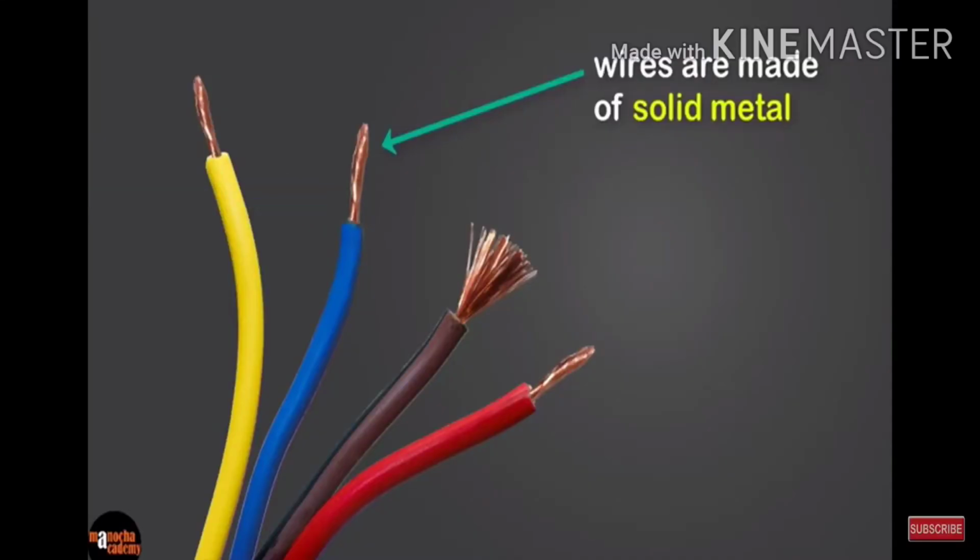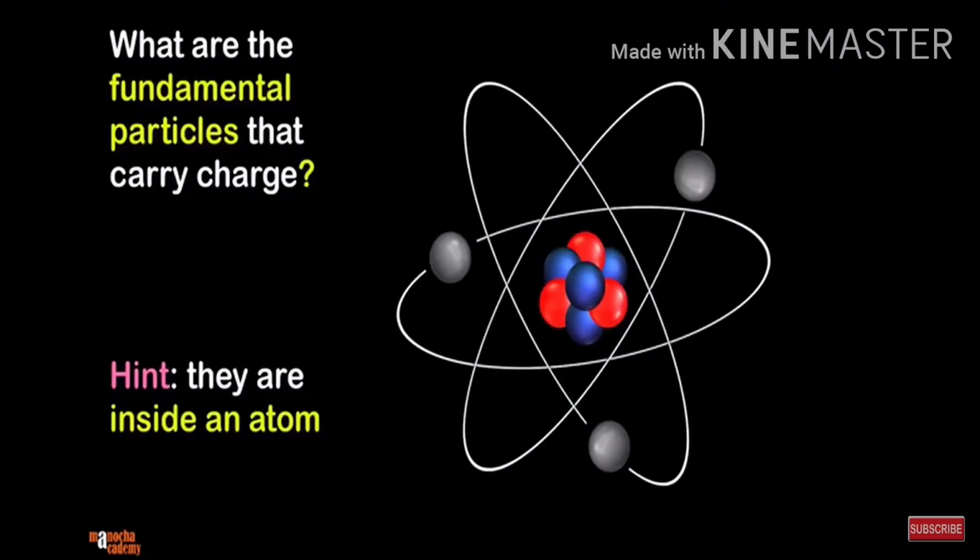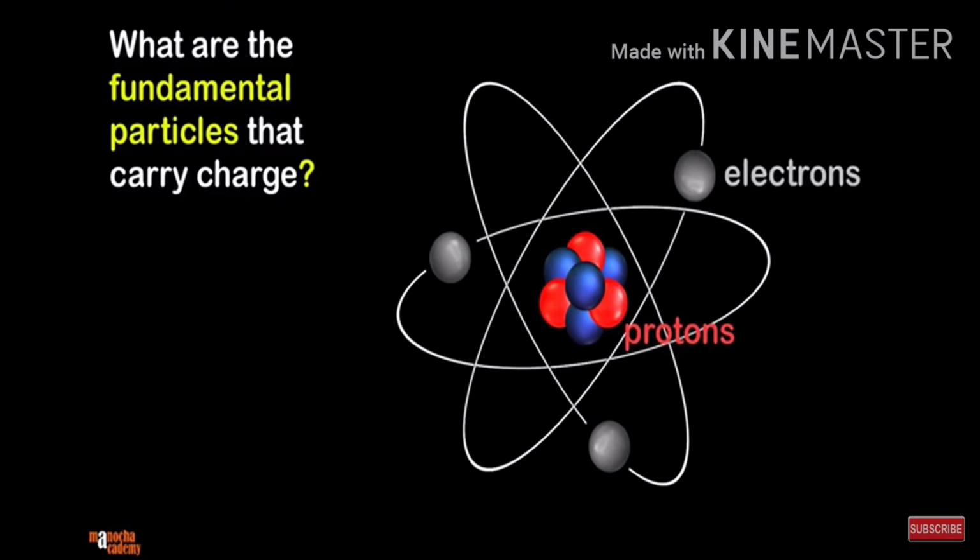And I already told that copper wires act as a conductor which carries the current. And here you can see the wires are made of solid metal, copper. Now let us learn about the electric charges. Before going to that, we'll study about the atom.